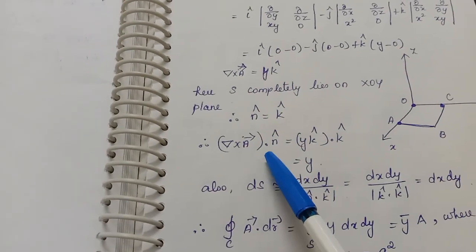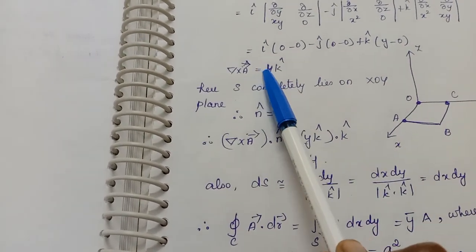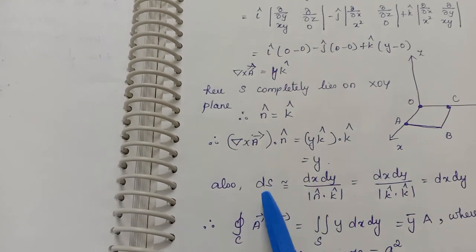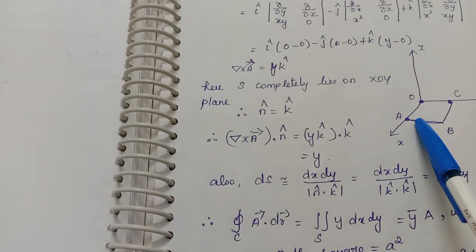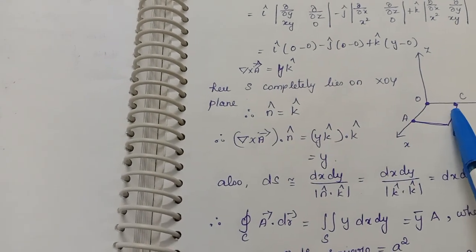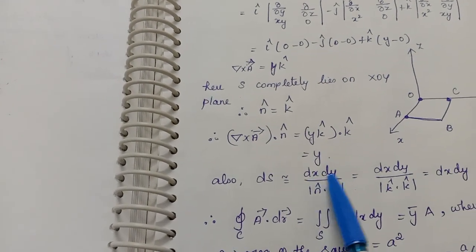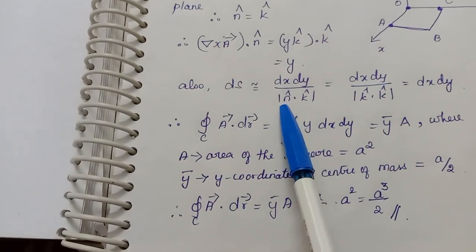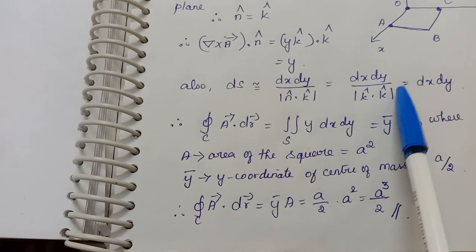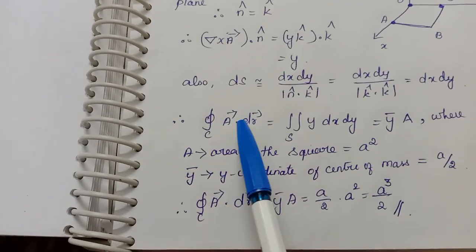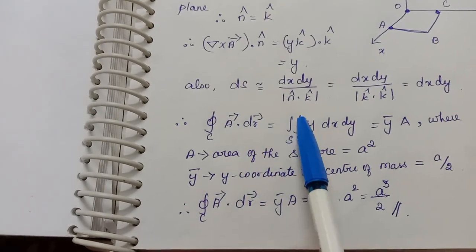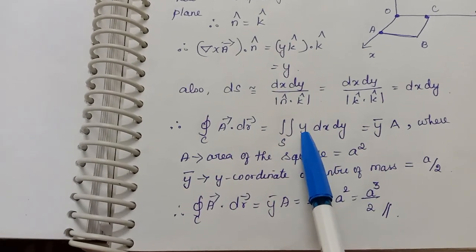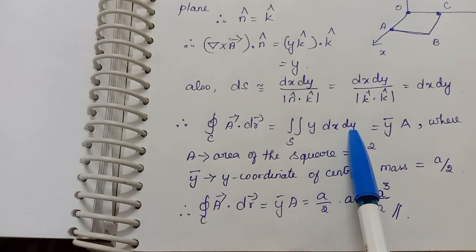So del cross A dot n cap is equal to, already it is y k cap, dot product with k cap, it is equal to simply y. Next ds. Again this problem is also lying on the xy plane, so we have to take dx dy by n dot k. So n is also k only, k dot k is equal to 1. So simply dx dy. So integral over c of A dot dr equals double integral over s of y dx dy. So here we have y into dx dy.